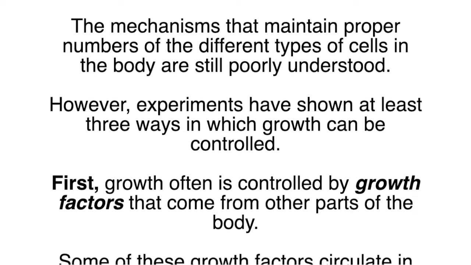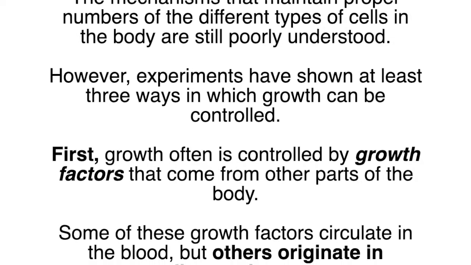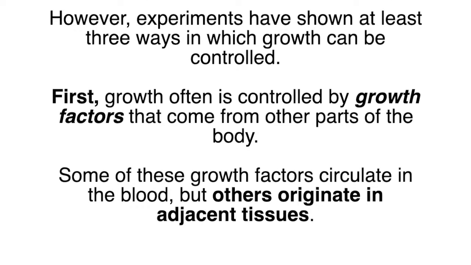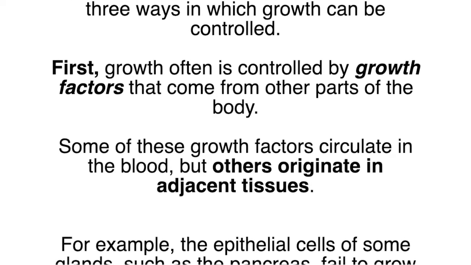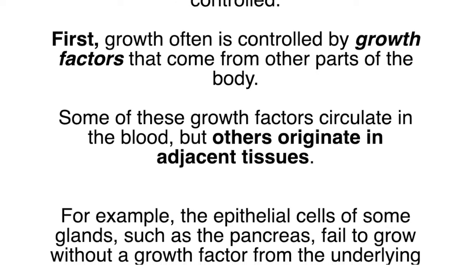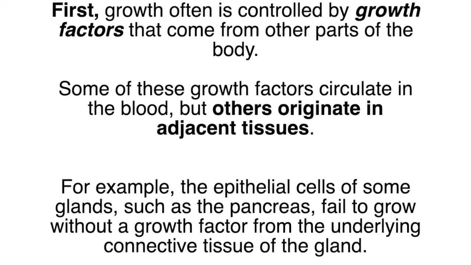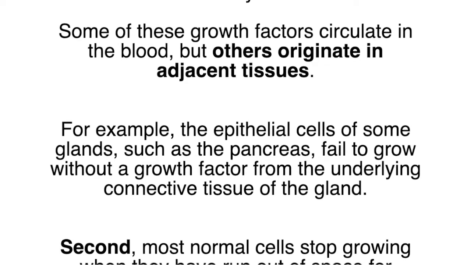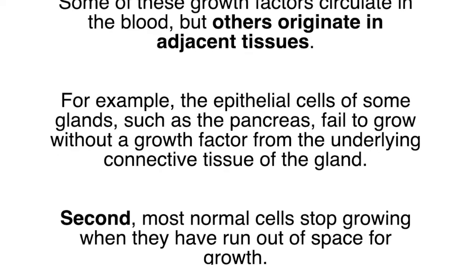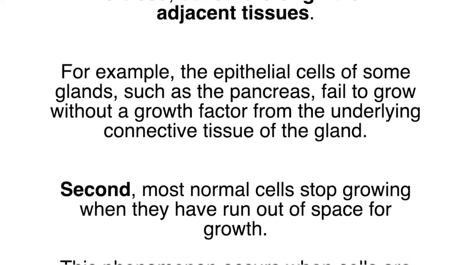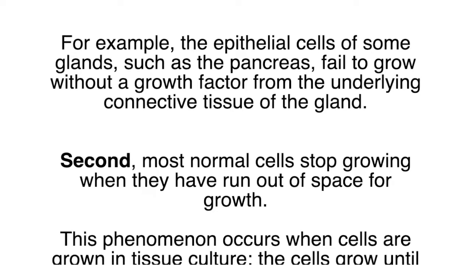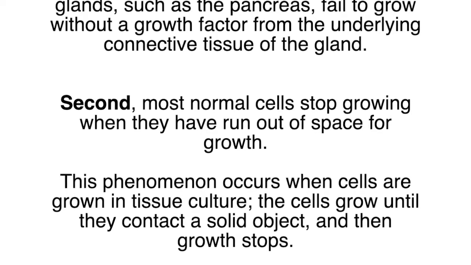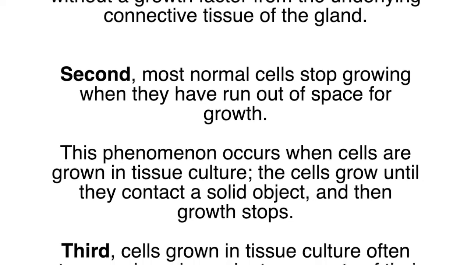The mechanisms that maintain proper numbers of the different types of cells in the body are still poorly understood. However, experiments have shown at least three ways in which growth can be controlled. First, growth often is controlled by growth factors that come from other parts of the body. Some of these growth factors circulate in the blood, but others originate in adjacent tissues. For example, the epithelial cells of some glands, such as the pancreas, fail to grow without a growth factor from the underlying connective tissue of the gland.